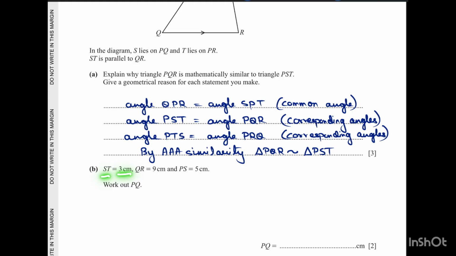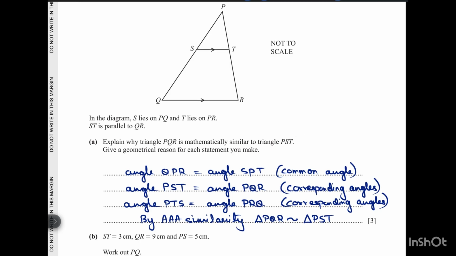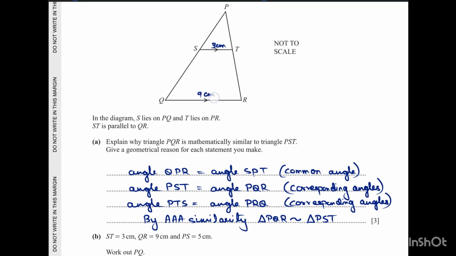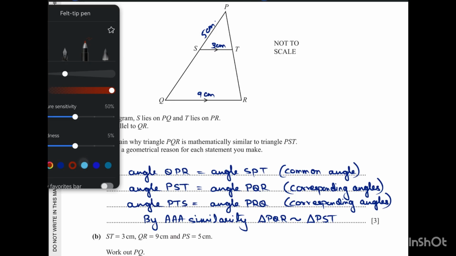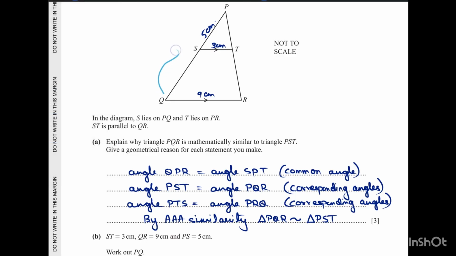ST is equal to 3 centimeters, QR is equal to 9 centimeters, and PS is equal to 5 centimeters. Work out PQ. So in the figure, ST is given as 3 centimeters, and QR is 9 centimeters. PS is also given, which is 5 centimeters. We need to find this whole side, PQ.